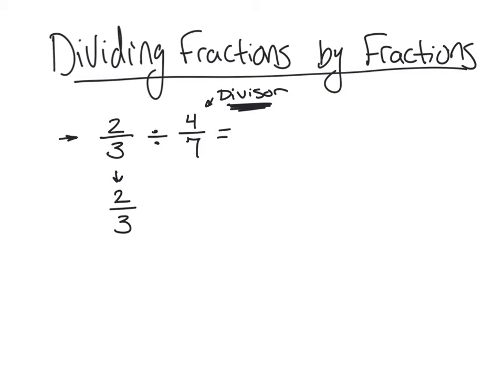So we kept the 2/3 the same. We're changing from division to multiplication, and we are taking the reciprocal of the divisor. So the reciprocal means we have to flip that fraction over, and we get 2/3 times 7/4. 2 times 7 is 14. 3 times 4 is 12.